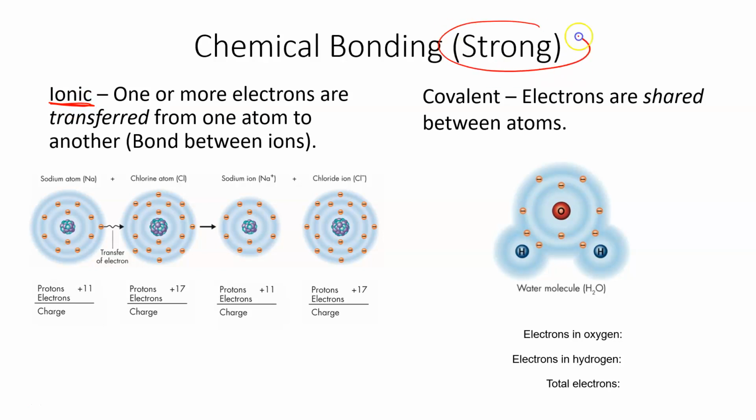Notice that this is a slide that says strong bonds. Ionic bonds are actually weaker than covalent bonds, but in the whole scheme of things, ionic bonds and covalent bonds are pretty strong in comparison to, say, a weak bond like a hydrogen bond. So what does an ionic bond mean? Ionic bonds are when you have one or more electrons that are transferred, keyword transferred, from one atom to another, and so it therefore becomes a bond between ions.